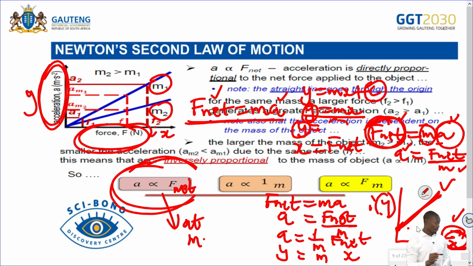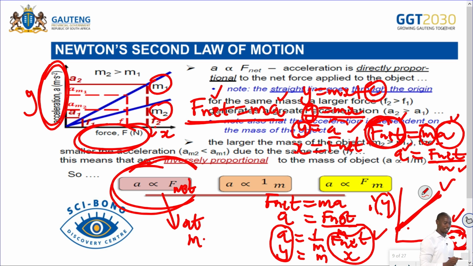You can see my y is acceleration, and that is correct. It should be acceleration, right? And then my x is the force or the net force. And then this is also correct. And then m here is the gradient. Right? So which means that the gradient of this graph represents what? The inverse of the mass. Not sure whether you got that.